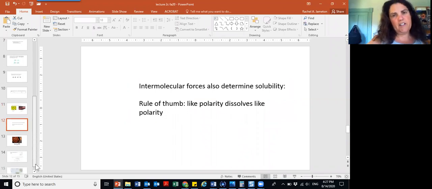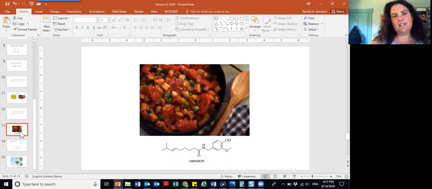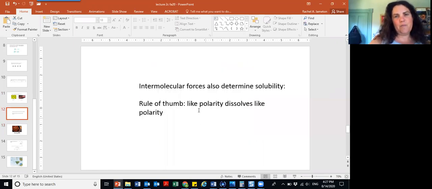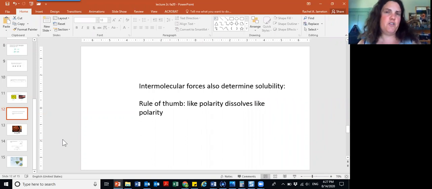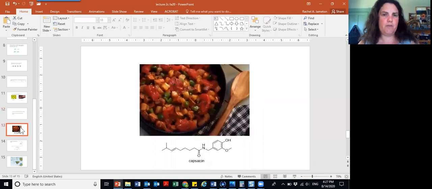And finally, intermolecular forces determine solubility. And in general, polarity dissolves like polarity. So if you have two molecules that are polar, they'll be miscible. If you have two molecules that are not polar, they'll be miscible.